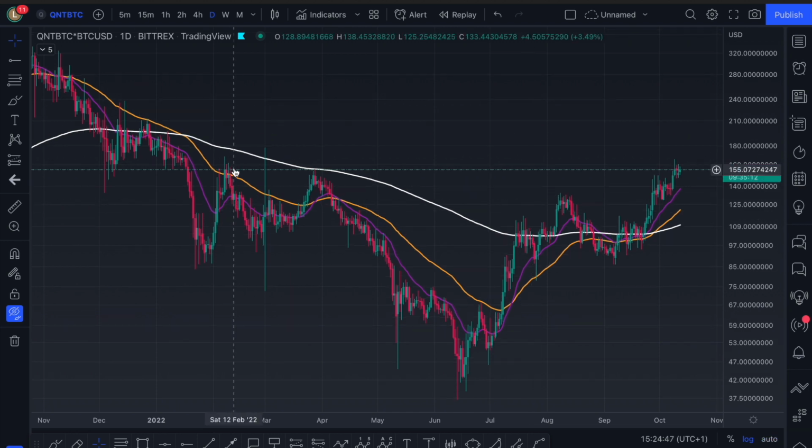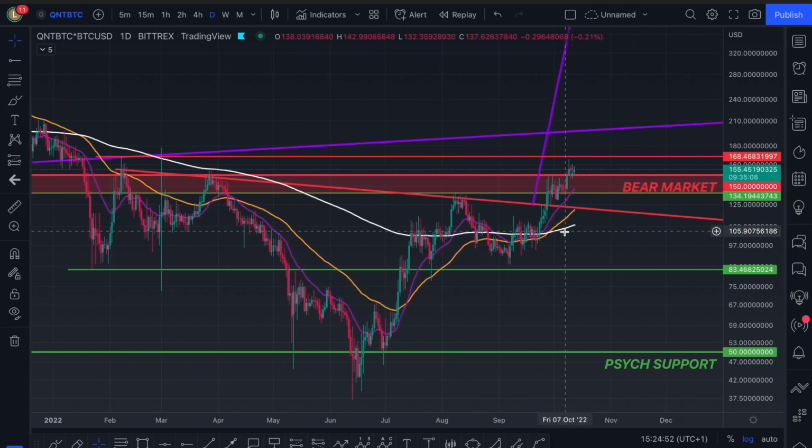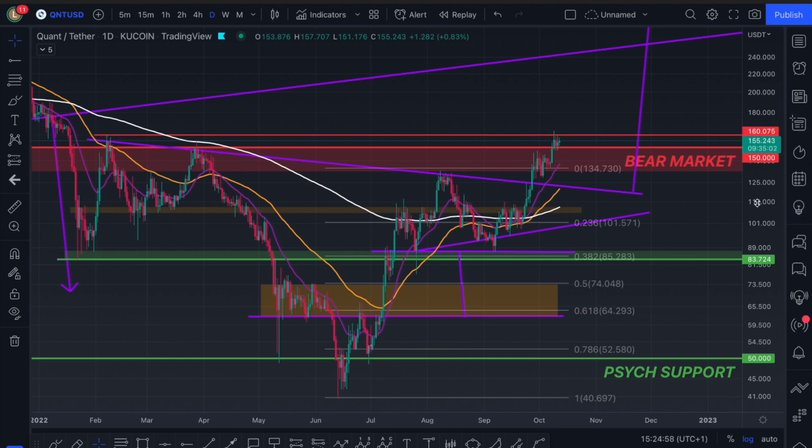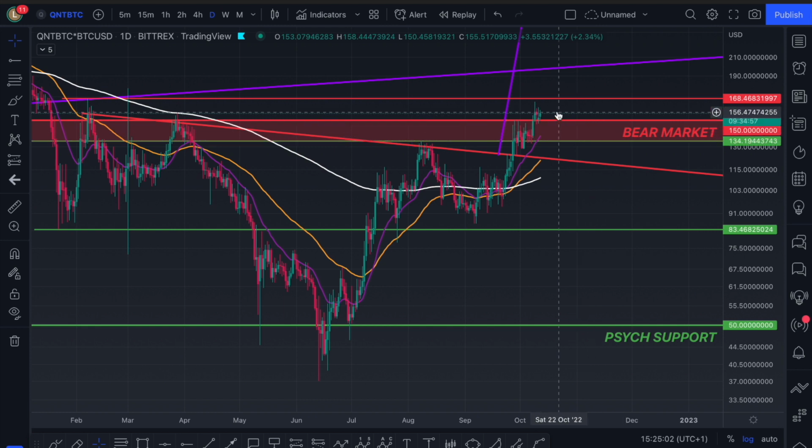So in yesterday's update, I said this is the key resistance we want to focus on, and that is $168. However, if we go over to the actual Quant chart, this is a different level and it's actually only 160. And in fact, we've already tested it as resistance, whereas on this other Quant chart, we haven't just yet.